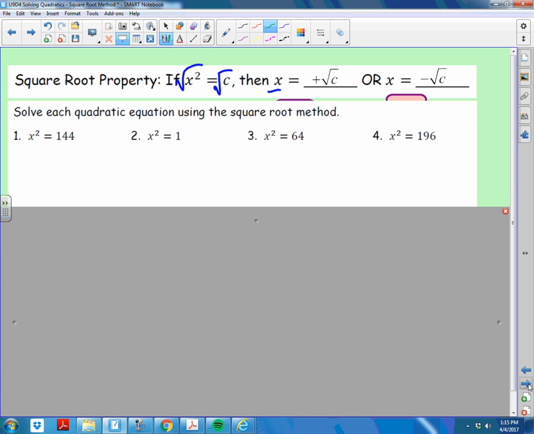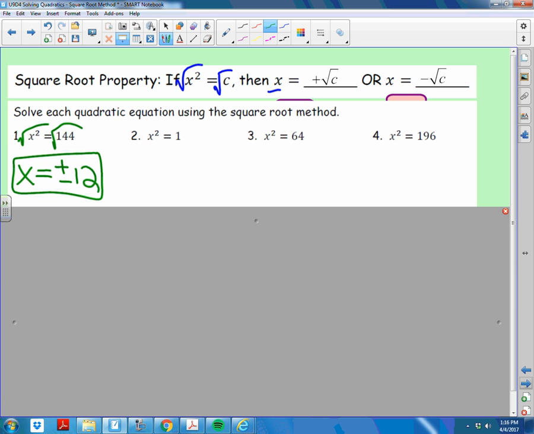So here we go. Number 1 says x squared equals 144. Now what you could do is you could subtract 144 from both sides, get it equal to 0. Then you could factor x squared minus 144 and get your solutions. Or you can simply do this. The square root of x squared is x. What's the square root of 144? Thank you, Kennedy. Plus or minus 12. And that is your answer.